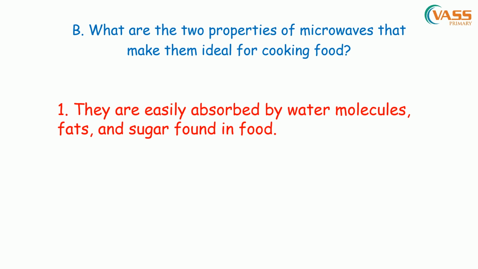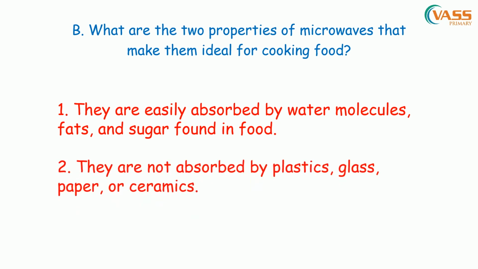How about number 2? What do you think the other property is? Yeah, you got it. They are not absorbed by plastics, glass, paper, or ceramic. Those are the 2 properties best for cooking. How about metal? What can we do with metal? Nothing. We keep metal away from microwave ovens. Don't forget to check your answers.